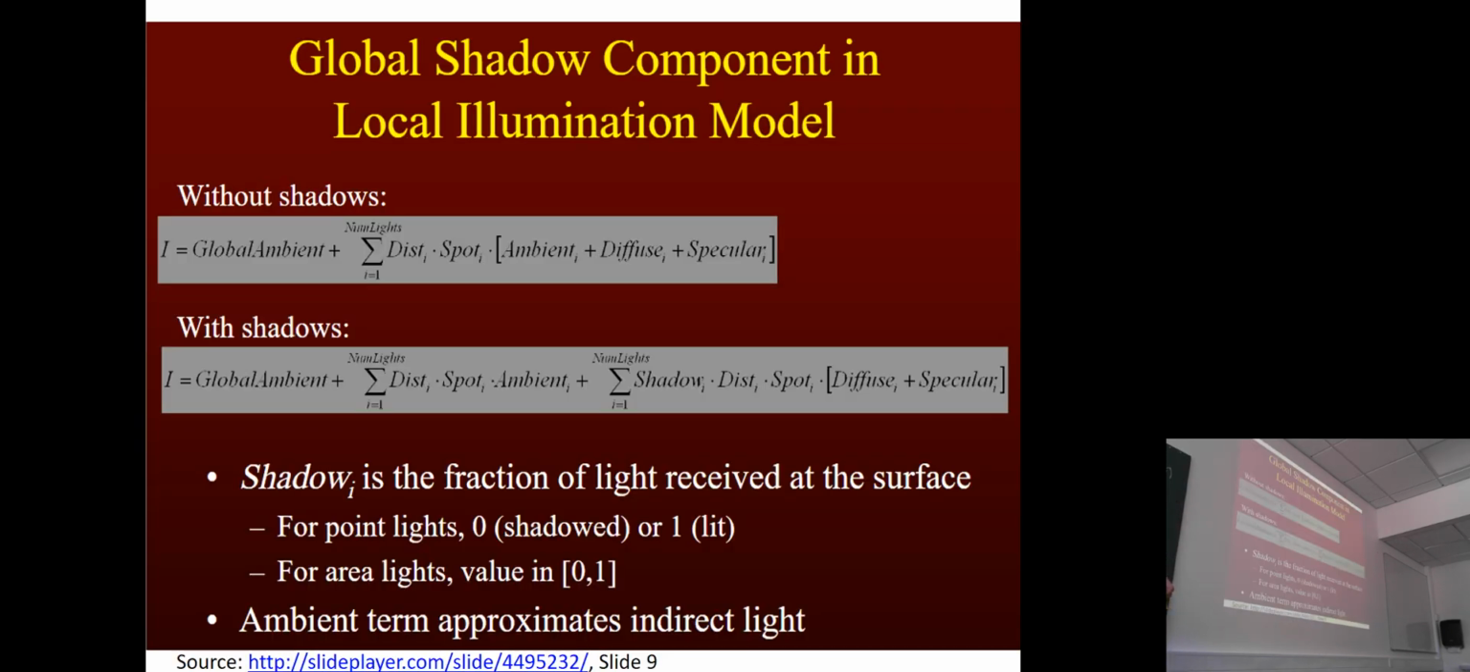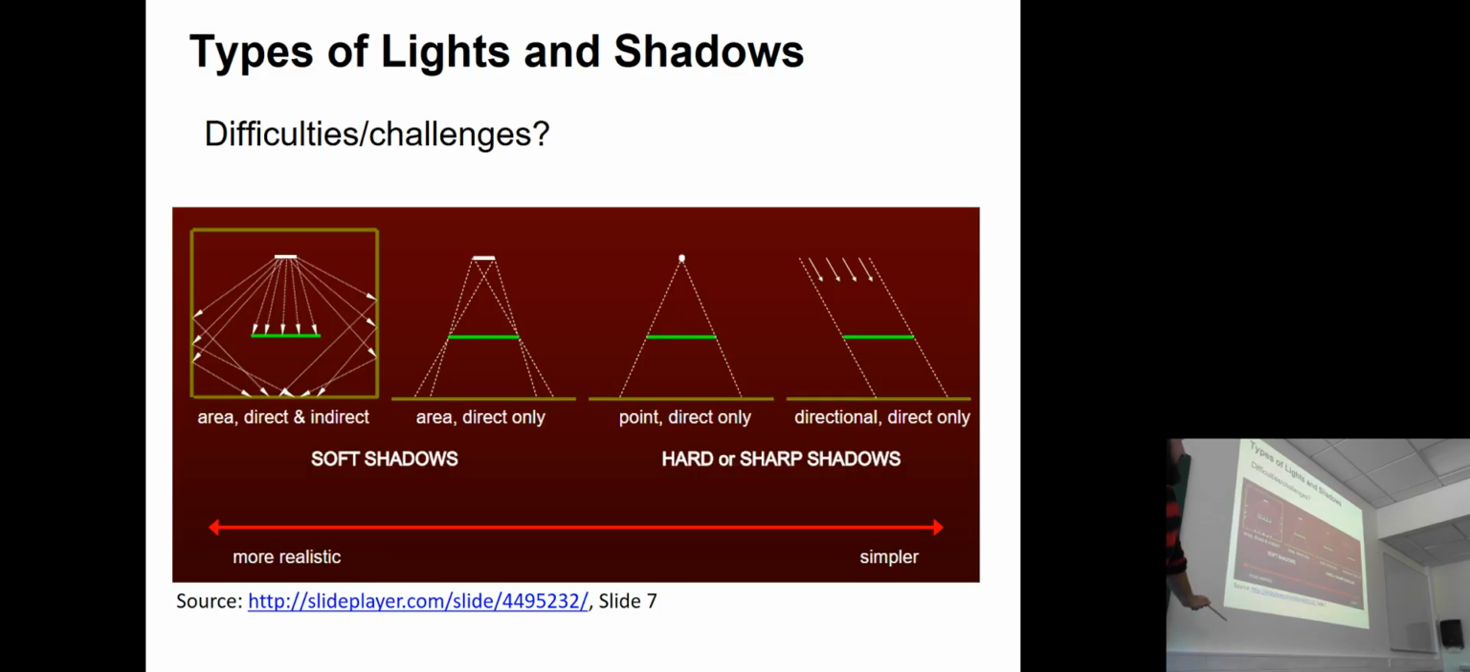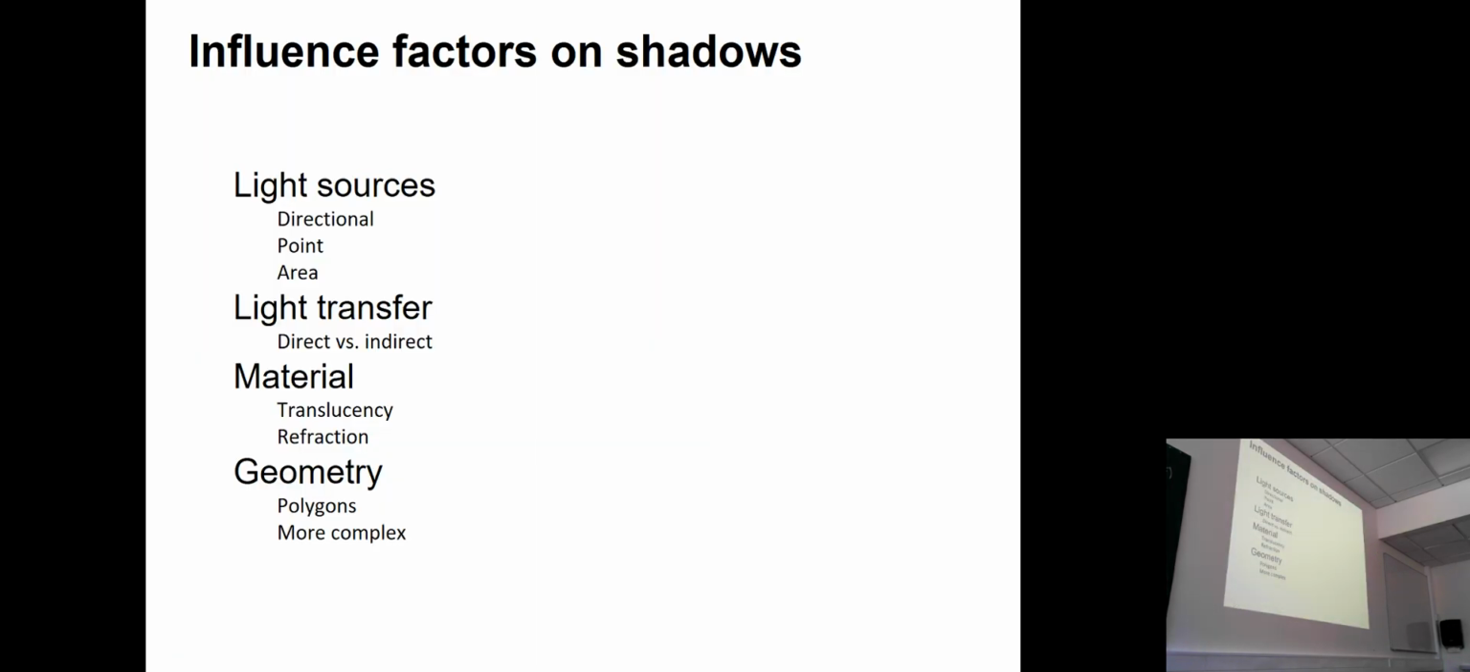So the point light source is this one. What kind of shadows do we have here? Any input from there? Just black or white? Yeah, that's true, just black or white. But for area light, we have these partially illuminated areas.